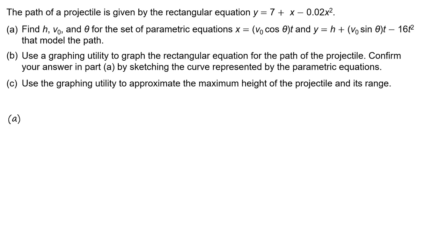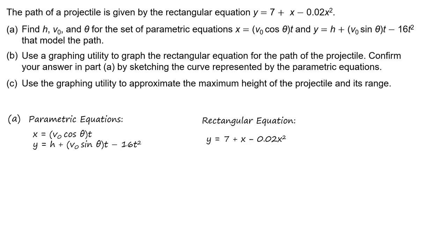Part A. Write the parametric equations and the rectangular equation. Note that the expression h + v₀ sin(θ)t - 16t² and the expression 7 + x - 2/100 x² are each equal to y, which means you can set the expressions equal to each other.